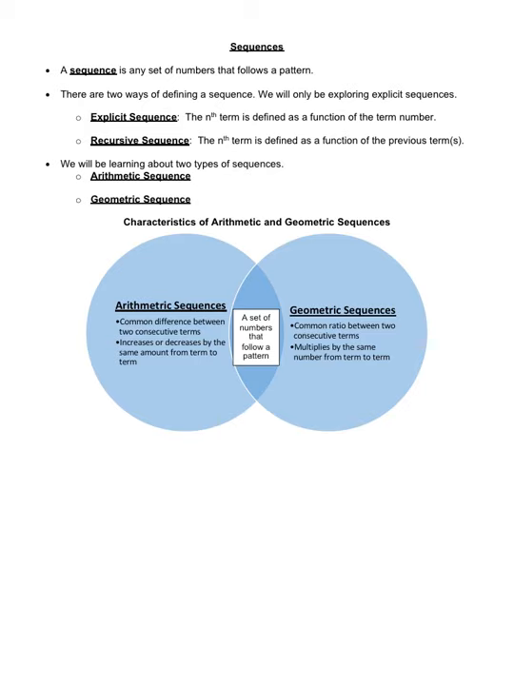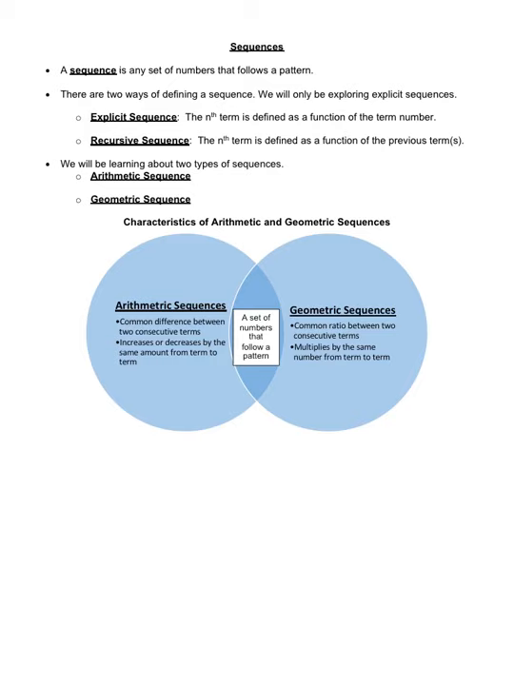A sequence, you did that way back in elementary school when you do elementary math and they say what's the next number in the sequence and you add 2 or something like that. A sequence is just any set of numbers that follows a pattern. There's 2 ways that you can define a sequence. You have an explicit sequence and a recursive sequence.